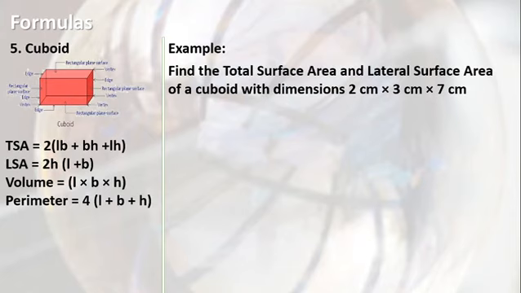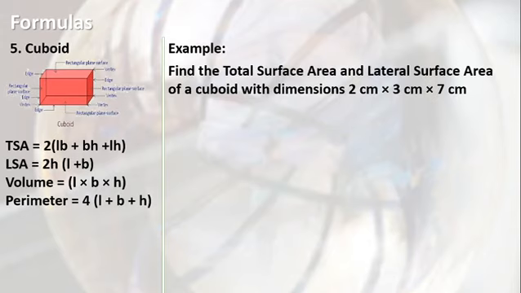And last but not the least, the perimeter of a cuboid, you have 4 into bracket L plus B plus H. You add the length and the breadth and the height, and then you multiply the answer by 4. Let's look at an example on that cuboid. It says find the total surface area and lateral surface area of a cuboid with dimensions 2 centimeters by 3 centimeters by 7 centimeters. Those are the length and breadth and height.